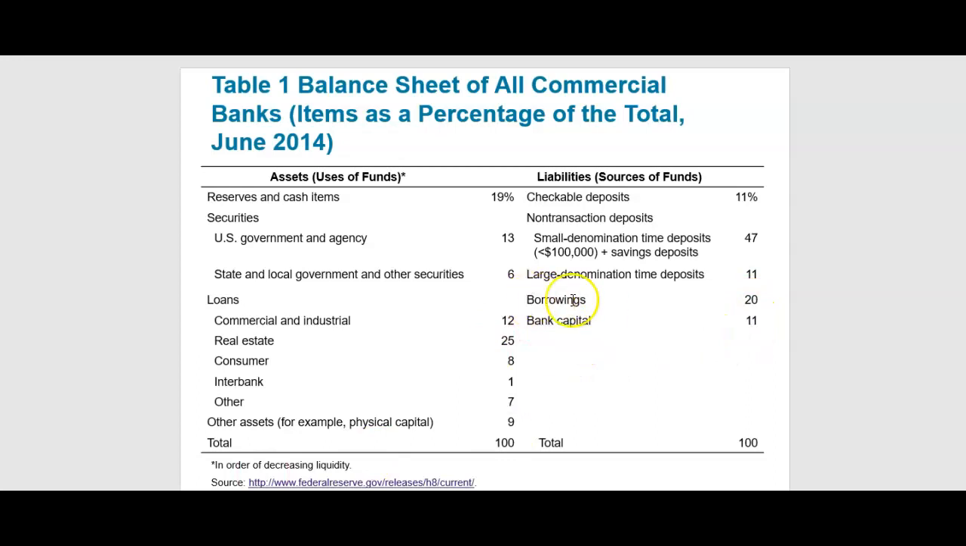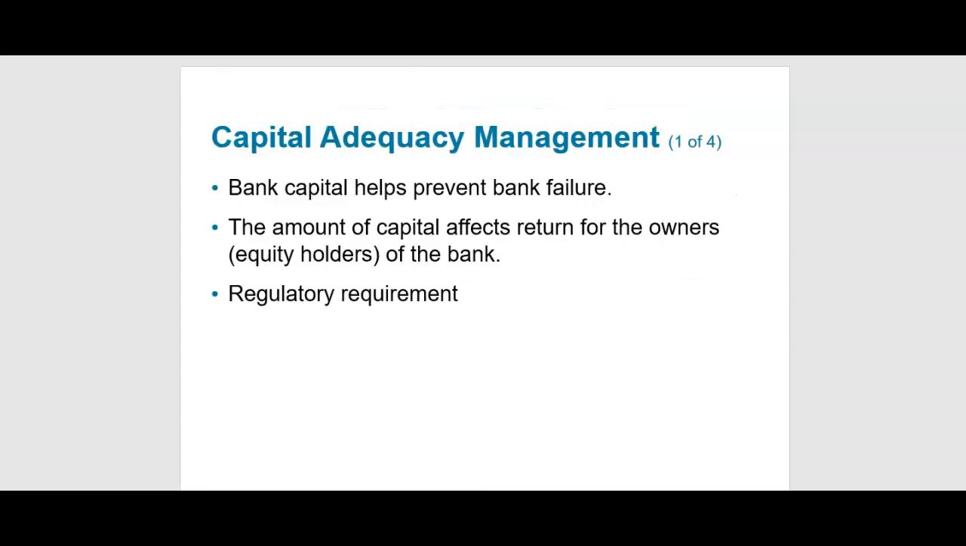And the liability management is not going to work with the bank capital. That's going to be dealt with separately, with a whole different requirement that we have. We call that the capital adequacy management. This is a very important piece because the capital itself is the security for the banks when they collapse.